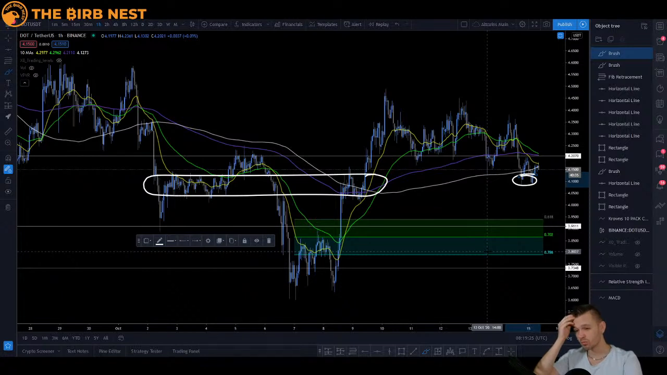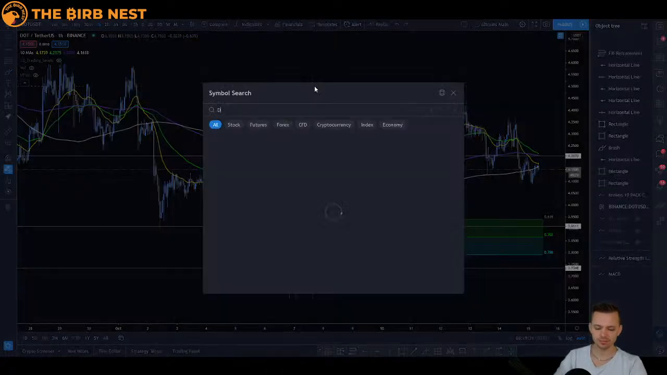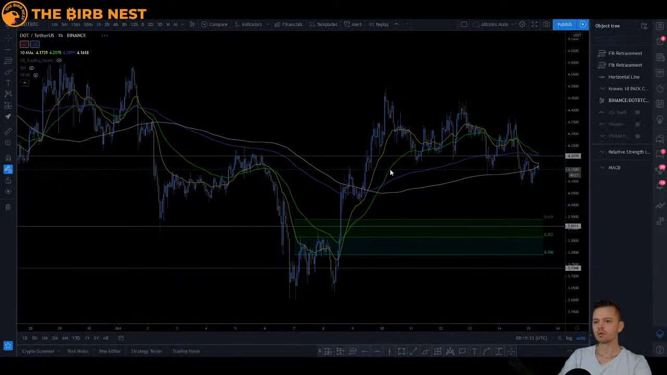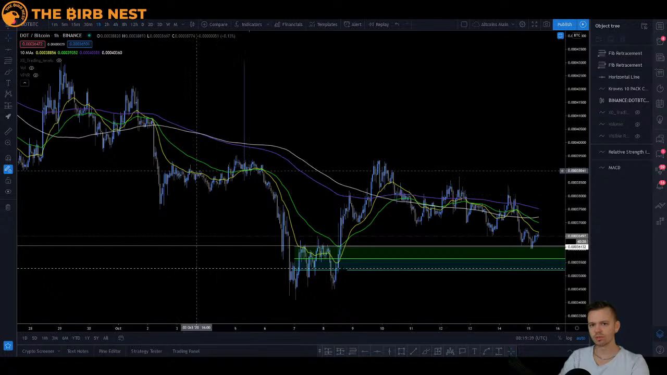So this could be the level that we're viewing on .btc. This is just such a clean bounce off the 618. I really do think this is a pretty decent trade setup right here.